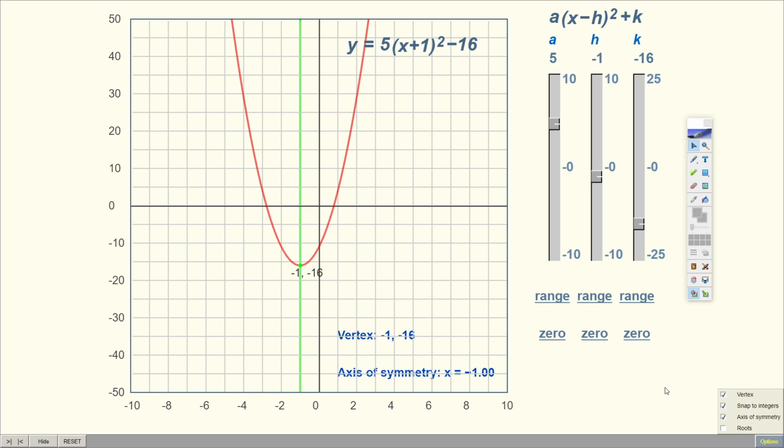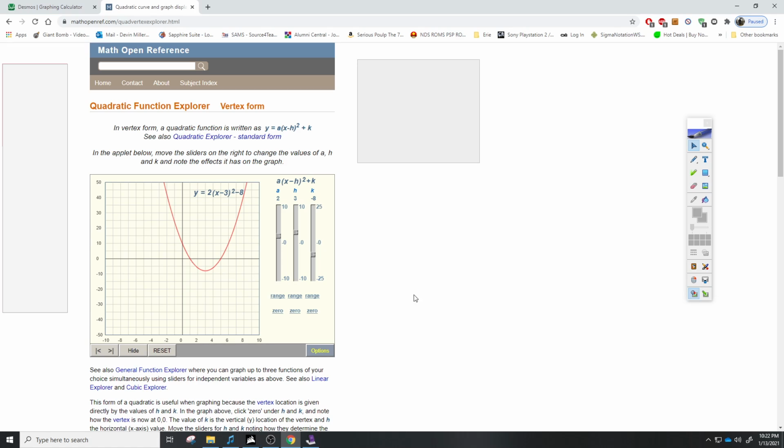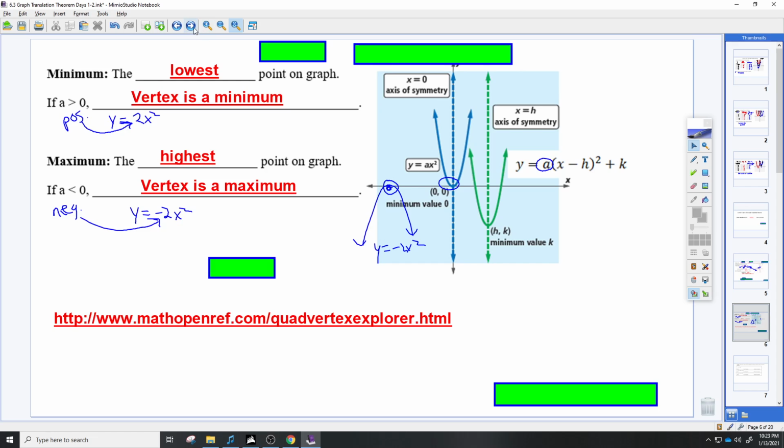So again, I would mess with this site a little bit and know exactly what's going on with the shifts because you're going to have to do this by hand, graphing them and knowing what happens. So when you see this equation here, can you graph this by hand and know what it looks like, no matter what I give you? And that'll be all for this video. And then in part 2, we'll continue the rest of the notes, starting with example 1.